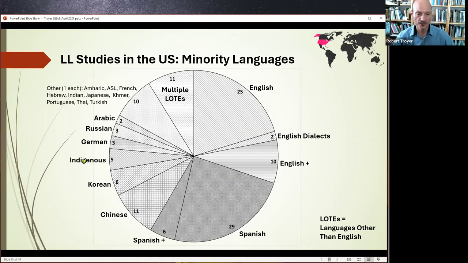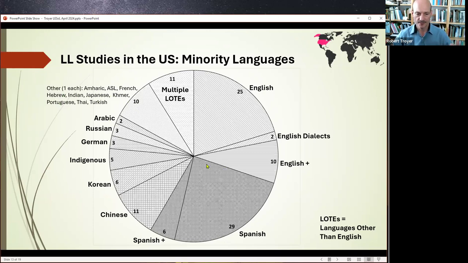But also, if we look at the other languages, 11 studies were focused specifically on Chinese, Korean, the indigenous languages in the US, documenting the role of German in certain linguistic landscapes, Russian, Arabic, and then studies that looked at less commonly used languages, I should say less commonly seen languages: Amharic, ASL, French, Hebrew, Indian, a very broad term there for Indian languages, Japanese, Khmer, Portuguese, Thai, and Turkish.